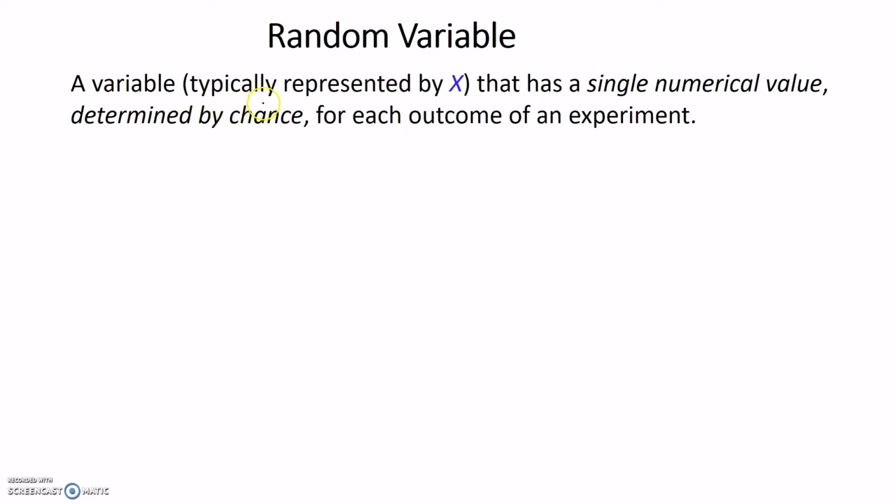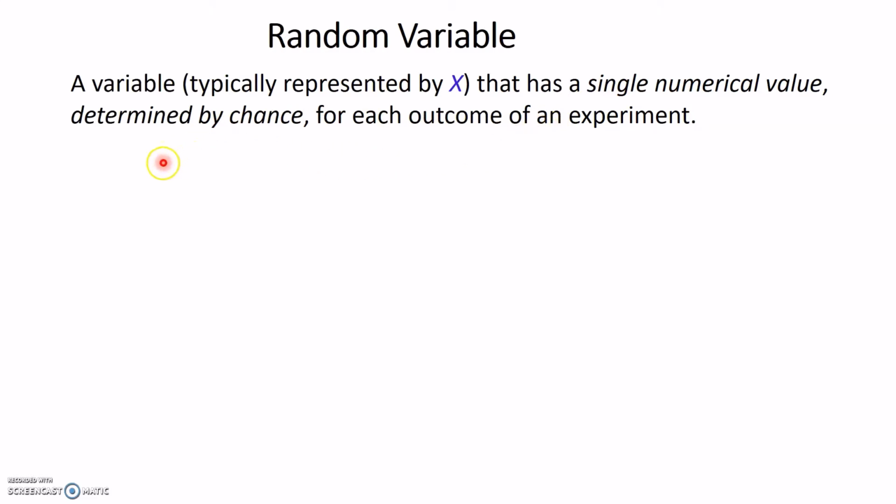A random variable is a variable, usually represented by a capital letter X, that has these two properties. It has a single numerical value, and that value is determined by chance for each outcome of an experiment. So it's a variable with two characteristics. Number one, it has a single numerical value. And the second one, its value is determined by chance for each outcome of an experiment. You will better understand this idea when I give an example.